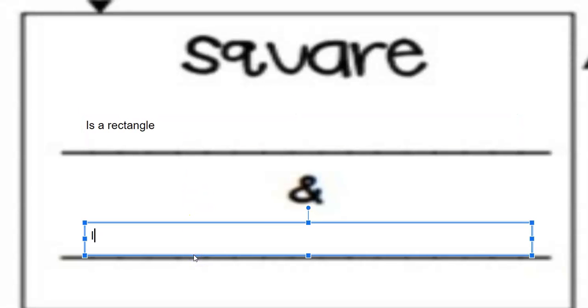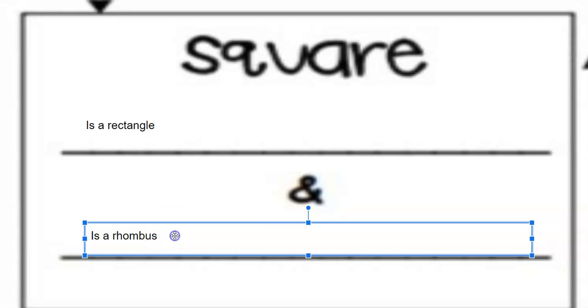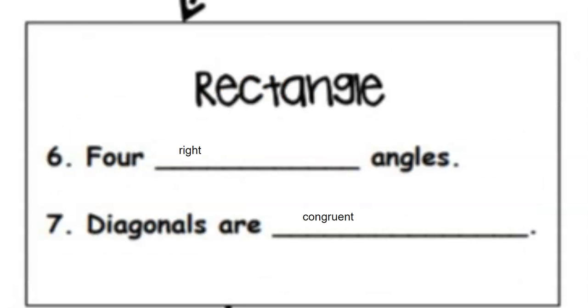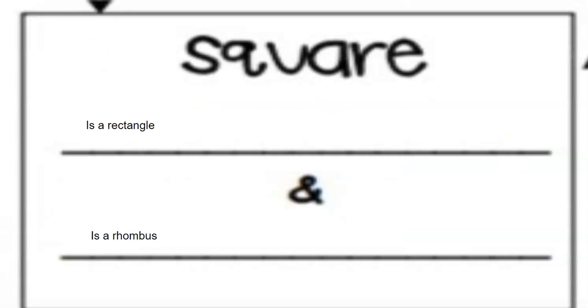A square also is a rhombus. Why? Because it's a rectangle because it has 4 right angles. It's a rhombus because it has 4 congruent sides. So what that means is for a square, all of this is true. These are true. These are true. Any of these properties for any parallelograms, including the special rectangle and rhombus parallelograms, those are all true for squares. Squares have all these properties.